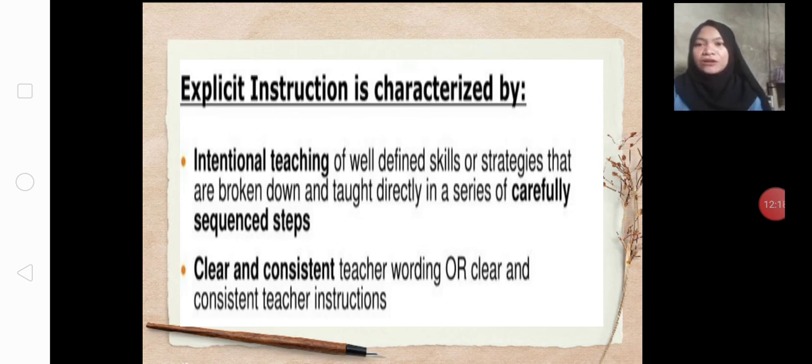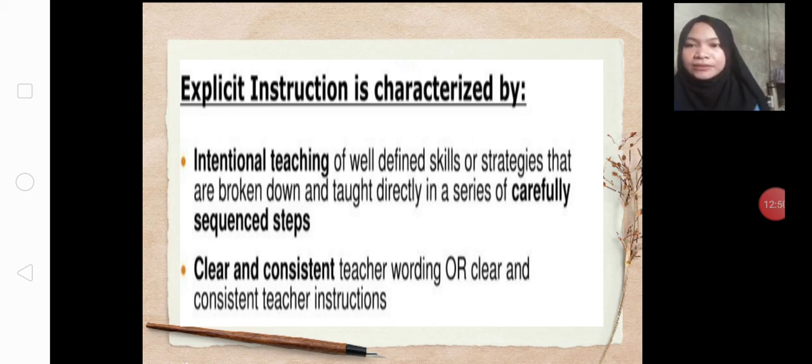Okay, so we have here also, let's proceed with this. Explicit instruction is characterized by intentional teaching of well-defined skills or strategies that are broken down and taught directly in a series of carefully sequenced steps. Okay, so intentional teaching means you're going to carefully sequence those steps of instructions.